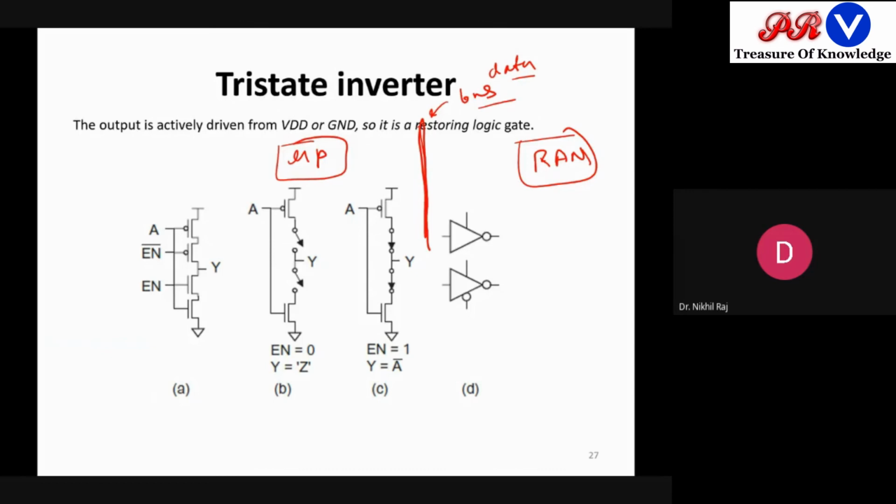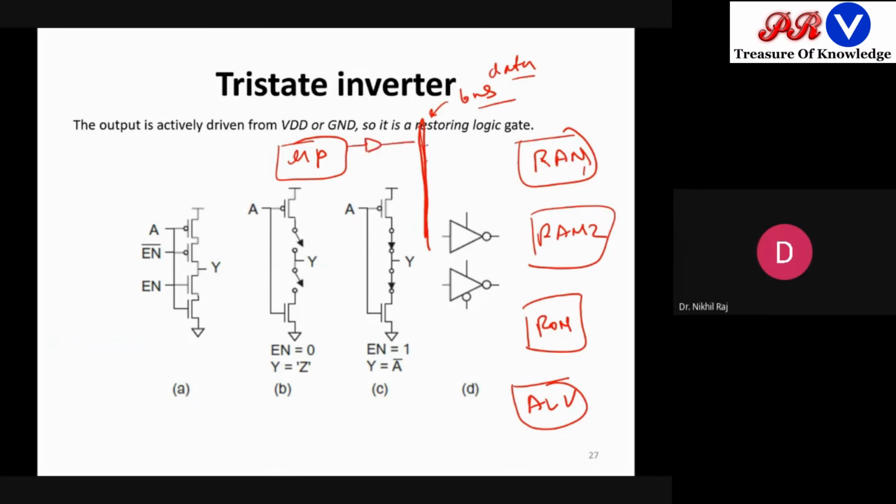What is a data bus? If you don't know, a data bus is an intermediate route which takes some data and distributes it among the various blocks. Let's say RAM 1 is there, RAM 2 is there, then ROM is there, then ALU is there. So whatever the microprocessor has to operate, it will give all the data to the bus, and then from the bus it will be transferred to the, okay, let me use a buffer here.